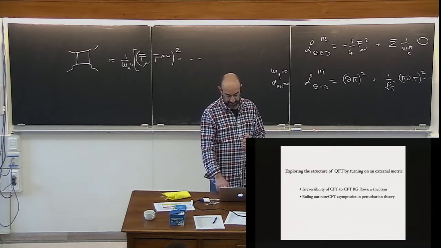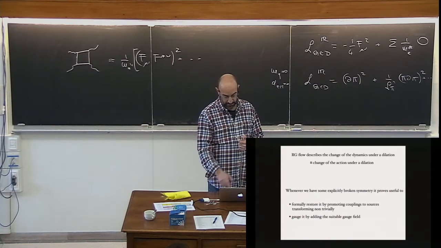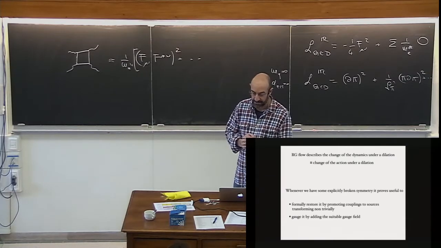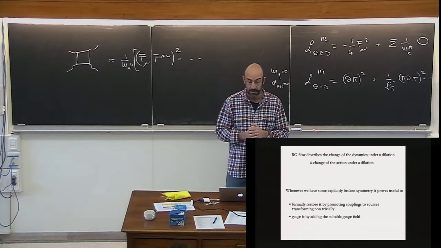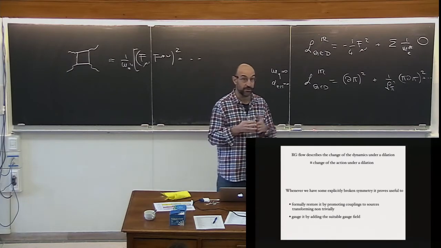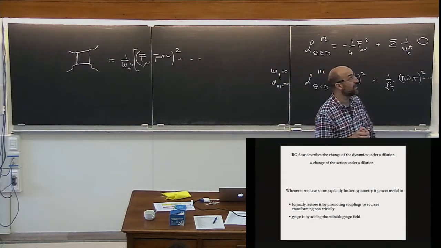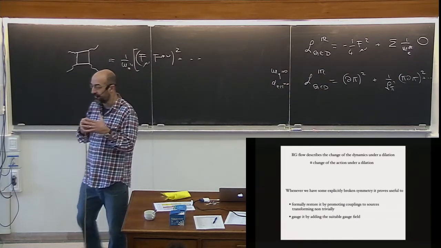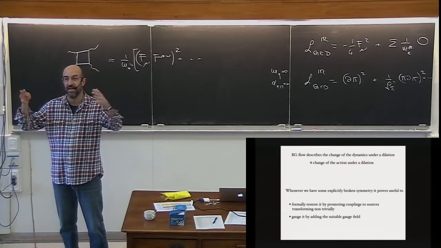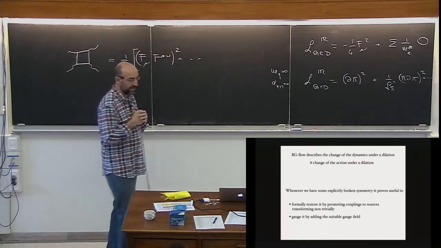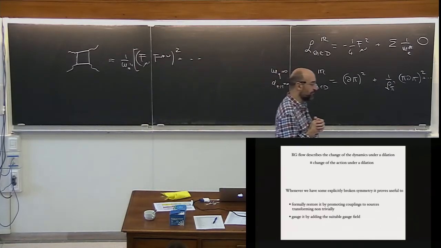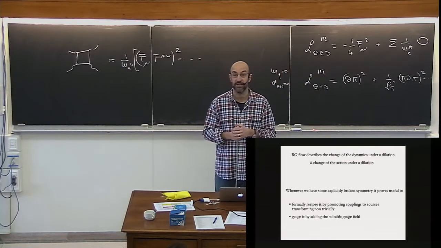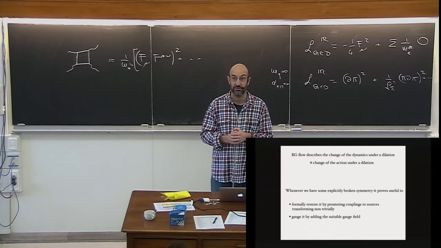Okay, let me now start with the more technical discussion. So I want to investigate the properties of RG flows. So what is the RG flow? The RG flow describes, as you've seen, how the dynamics changes when I change the energy of my process. Or you can view it equivalently as a change of the action. Okay, the change of the dynamics can be encoded by the change of the action under a dilation.